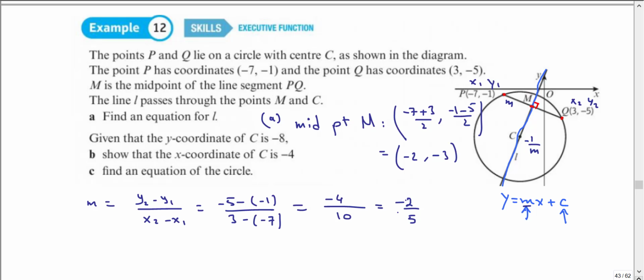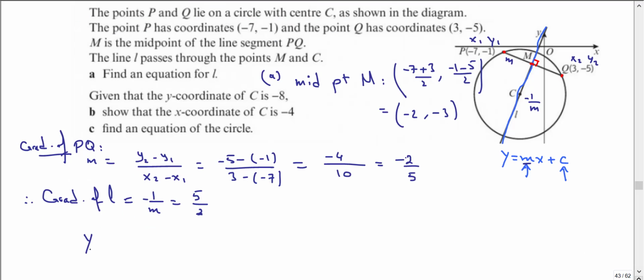Good so far. So this is the gradient of what? This is the gradient of PQ. Therefore, the gradient of L will be what? It will equal -1 over m. That means flip and change the sign. So it's 5 over 2, and change the sign. It's negative, make it positive. After this, write the equation y equal mx plus c. So it's 5 over 2 x plus c.